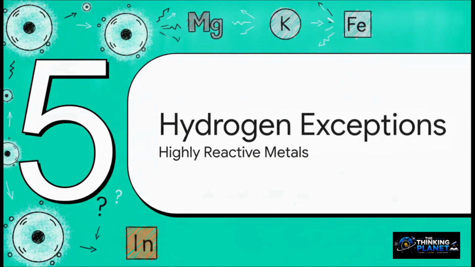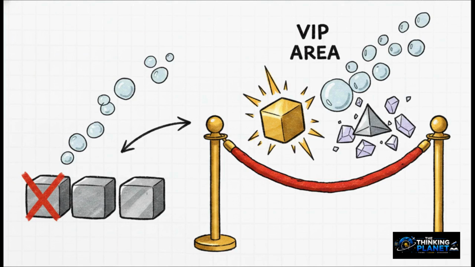Finally, Section 5, the hydrogen exceptions. Okay, this is an area where so many students lose easy points, just because they assume all metals react similarly across the board. The truth is, most metals completely ignore hydrogen. They don't react with it at all. But there is a major exception.